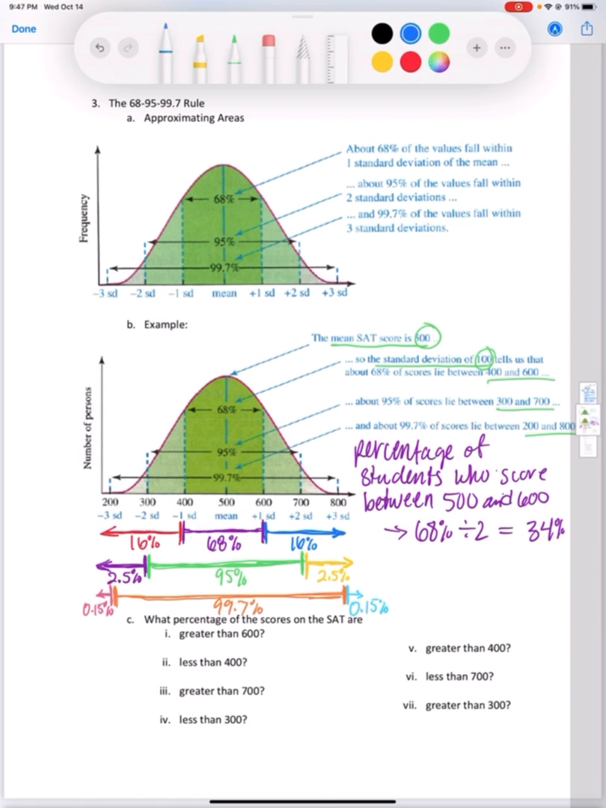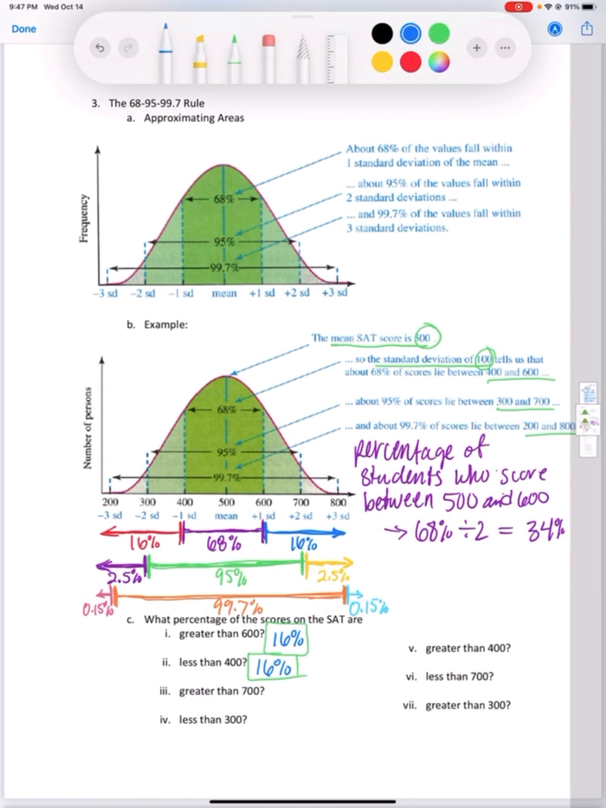Now let's take a look at what percent of the scores are greater than 600. That's our first one, number 1. Greater than 600, so that's this part right here. Greater than 600 is the blue arrow, which we're going to do 16%. Which percent of the data is less than 400? That's this part of the red arrow of the first split. That's 16% as well, because they mirror each other. That's symmetric.